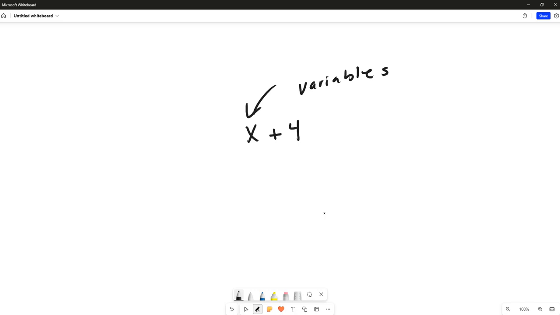What the value is depends on what we use as a replacement for x. If we replace x with a negative 32, then the value of this expression would be negative 28. When we replace the variables in an expression with selected numbers and simplify, we say that we've evaluated that expression. So let's look at example 3.1 at the bottom of page 31.